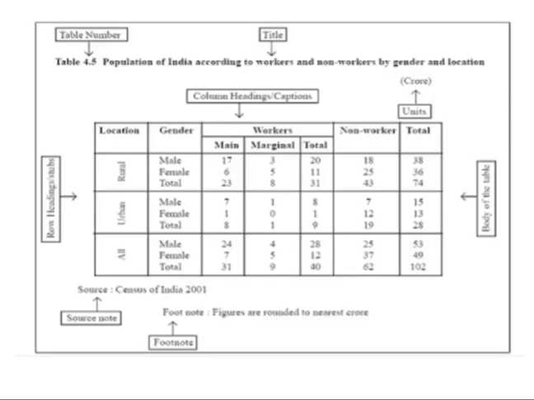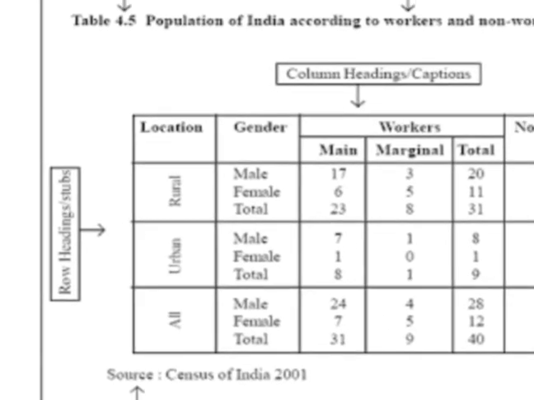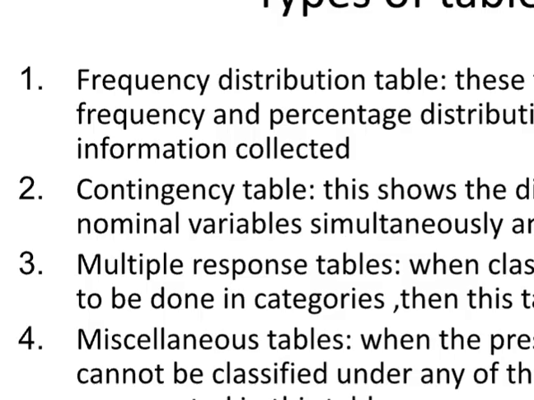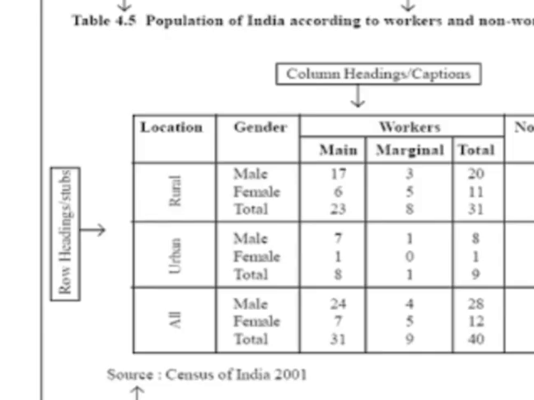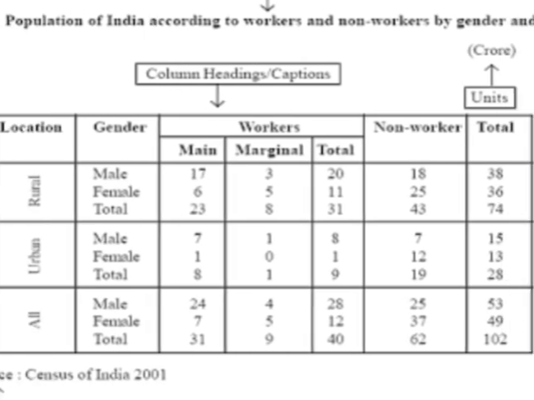I will give you here an example. You can see there should be a title with a table number. Table number, title. Then the row heading, like all, urban, rural. That is called stubs. And the column heading is called captions. Like here I have given location, gender. So this is called captions.